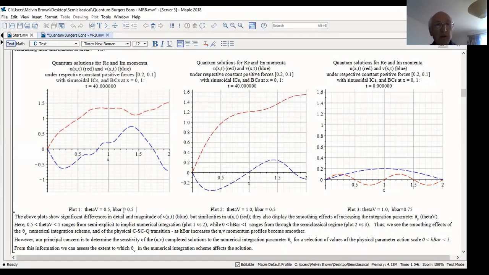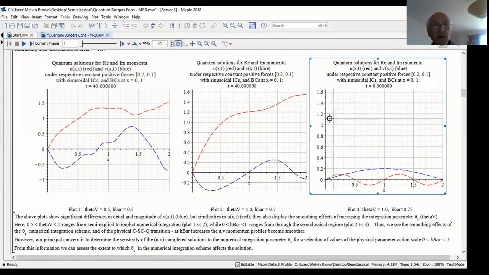Should I make an explanation below that? In the range 0.5 to theta v is 1, we have semi-explicit to implicit numerical integration schemes, as I've pointed out, and that ranges through the semi-classical regime in plots 2 and 3. So we see the smoothing effect. I'm reiterating what I've described to you, but it's worth reading it again. Smoothing effects of the theta v numerical scheme and the physical transition from classical through to semi-classical and quantum as h bar increases from 0 to 1.